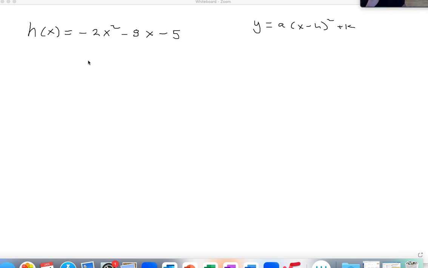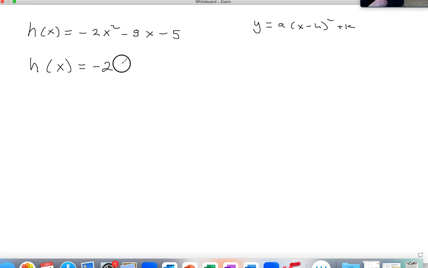Okay, so for this one, we're asked to take this equation and then get it into that form. So I'm going to do the completing the square trick. So the first thing I'm going to do, since this has a coefficient, is get that factored out. And then that number, -2, is going to end up being our a right here. So let me show just that much.